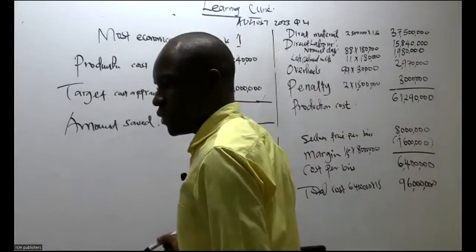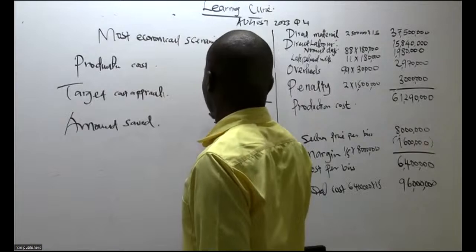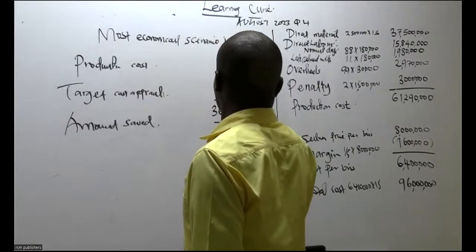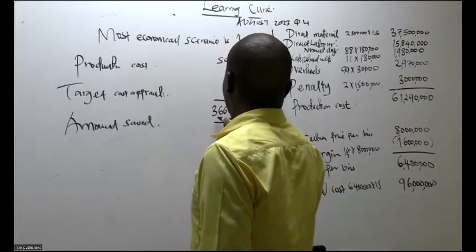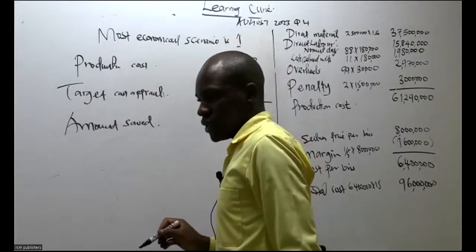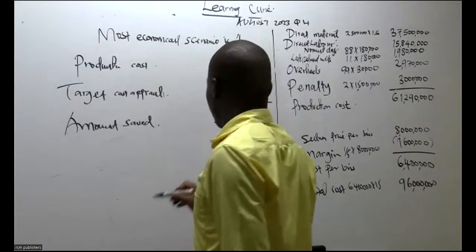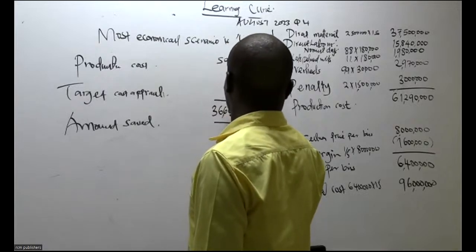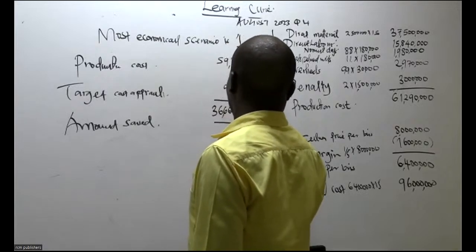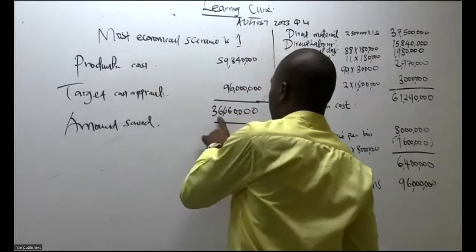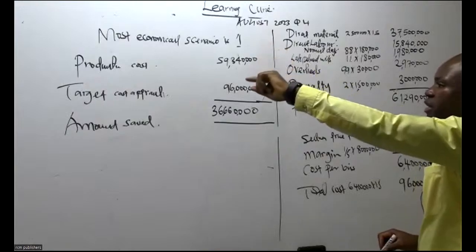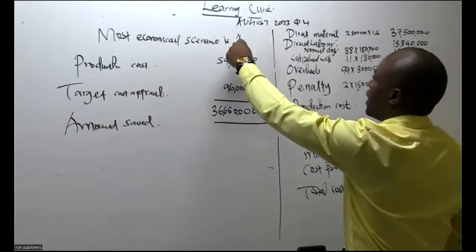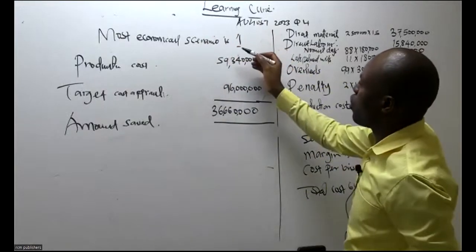36,366. Is it 36 million? So that is what they are going to save. That's the amount saved if they are supposed to use scenario 1, which is the most economical.